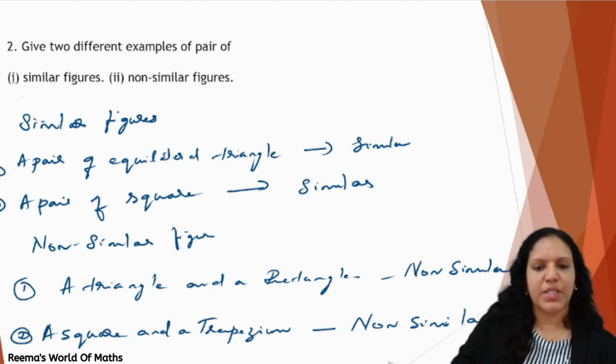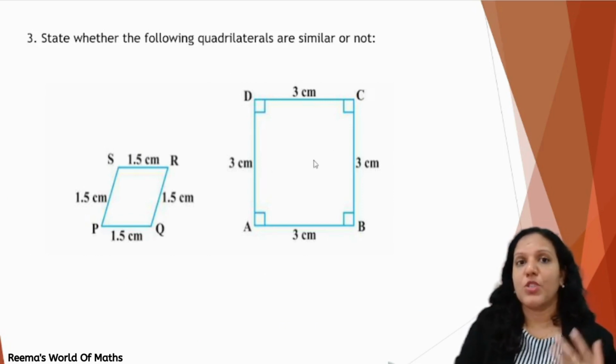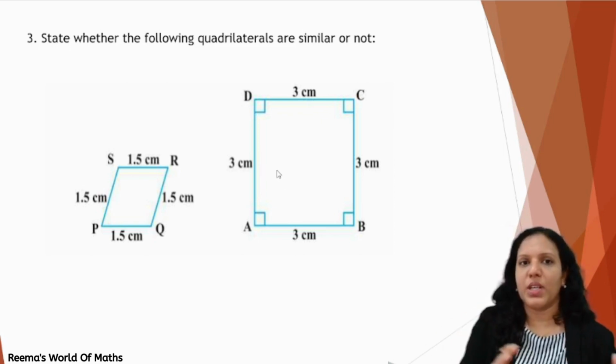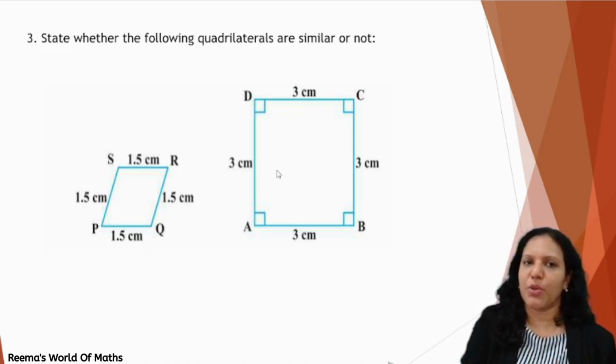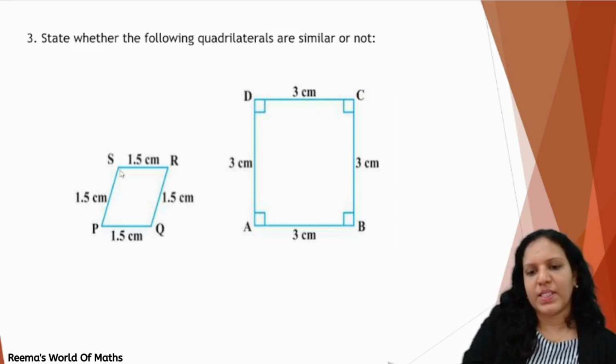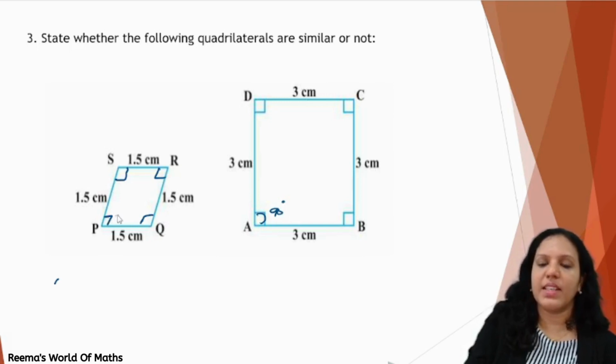Let's see the last question from this exercise, which is: state whether the following quadrilaterals are similar or not. As per the similarity rules, two polygons are considered similar when their corresponding angles are equal and their corresponding sides are in proportion. So let's see the corresponding angles here for this rhombus PQRS. Angle P corresponds to angle A. So here we can say this is 90 degrees, and this, because it is a rhombus, is less than 90 degrees.